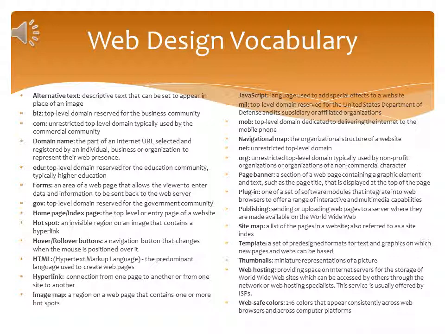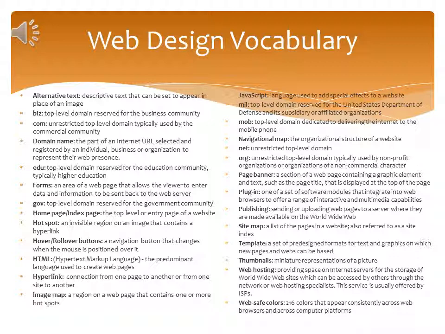Alternative text is descriptive text that can be set to appear in the place of an image. You've got biz, which is the top level domain reserved for the business community. You've got com, which is an unrestricted top level domain typically used by your commercial community. A domain name is the part of an internet URL selected and registered by an individual, business, or organization to present their web presence. EDU, we know that this is higher education. It's going to be your educational community.